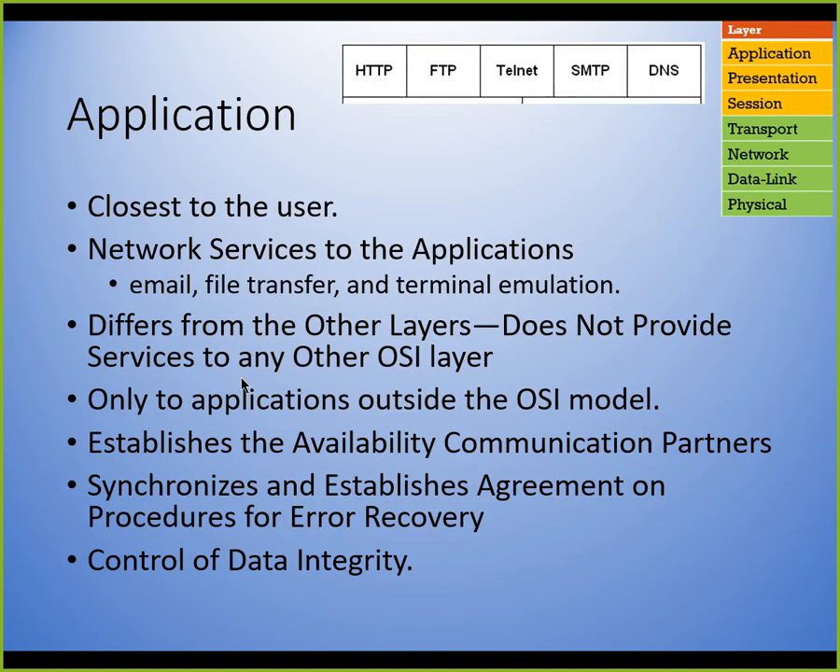Application layer, closest to the user. This is where the services and the applications are. It does not provide services to other OSI layers. This is the one that we're going to connect to. These are where the services run that allow us to get the information from point A to point B. So only to applications outside. It only connects to applications outside of the OSI model.